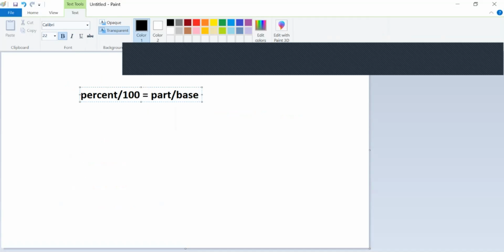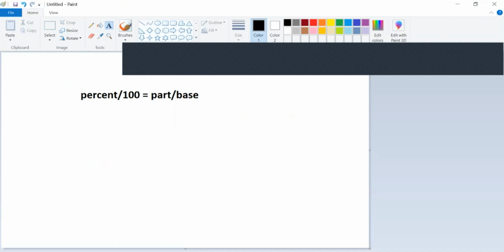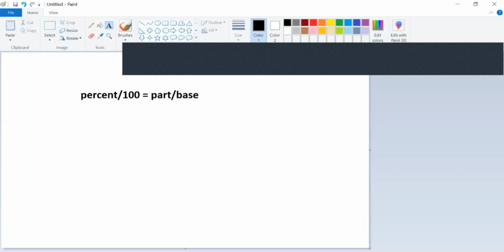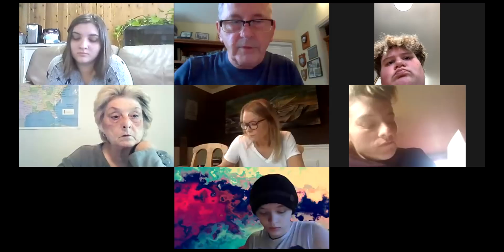You're going to use this formula to solve all these percent problems. You might be given the percent, you might be given the part, but not the base. You might be given the part and the base, but not the percent. You might be given the base and percent, but not the part, and you're solving for the variable that you don't know. Okay, so this formula becomes really important. Percent divided by 100 is equal to part divided by base. Okay, so hold that thought. Stop sharing.